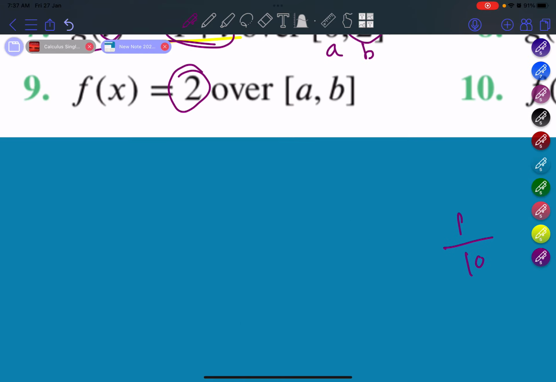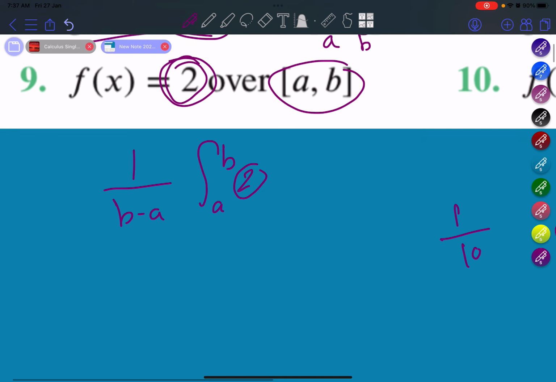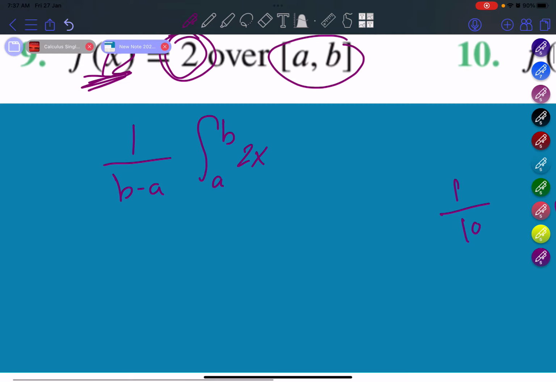So this is our function, this is our interval. So 1 over b minus a, integral notation, a to b, and then our function is 2. So let's integrate 2. We said any constant's integral will be just adding the variable with respect to the function. So this time it will be x.